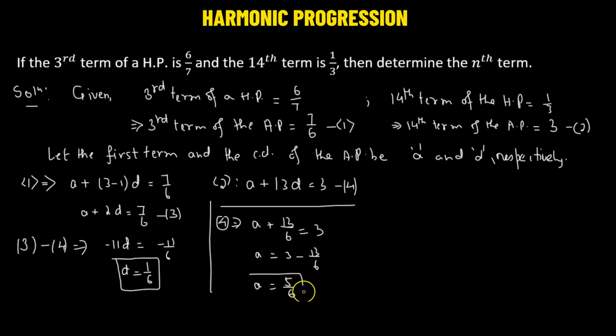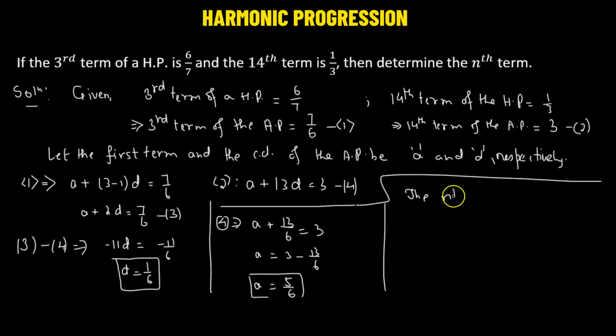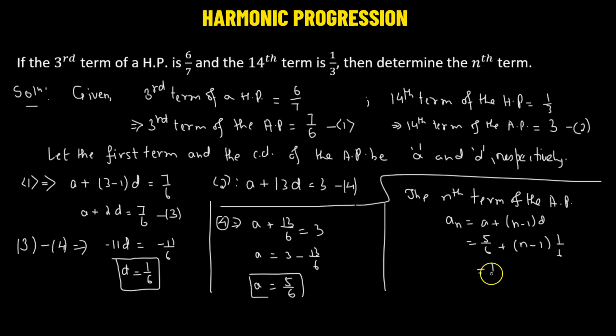Now that we have the first term A for the arithmetic progression and the common difference D, we can find the nth term. The nth term of the arithmetic progression is given by a_n equals A plus n minus 1 times the common difference D. Substituting the values, we have 5/6 plus n minus 1 times 1/6. This equals simply 1/6 multiplied by n plus 4. So this is the nth term of the arithmetic progression.